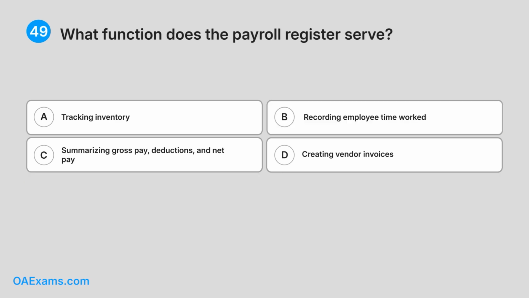49. What function does the payroll register serve? A. Tracking inventory. B. Recording employee time worked. C. Summarizing gross pay, deductions, and net pay. D. Creating vendor invoices. What do you think is the answer?